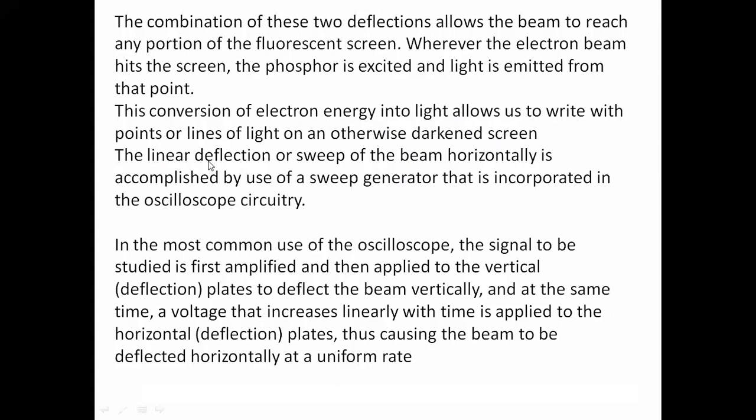The linear deflection and the sweep of the beam horizontally is accomplished by use of the sweep generator that is incorporated in the circuit. So horizontal linear deflection is produced by the sweep generator, that is, the generation of the x-axis.